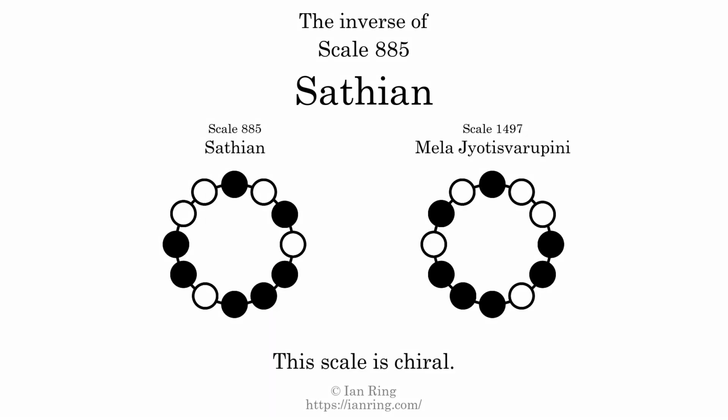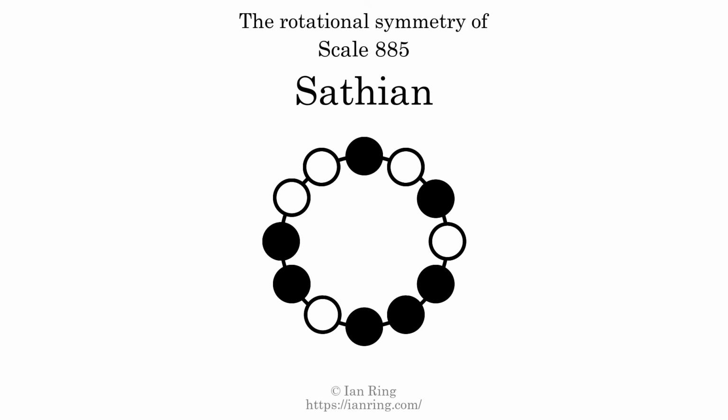The inverse of a scale is a mirror image. It is what you get when the sequence of intervals is reversed. The inverse of this scale is scale 1497, also known as Mila-Jyotisvarupini. This scale is chiral. It cannot transform into its inverse by rotational transformation. This scale has no rotational symmetry.